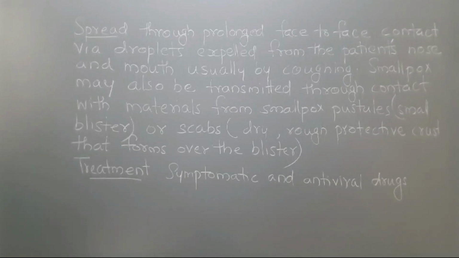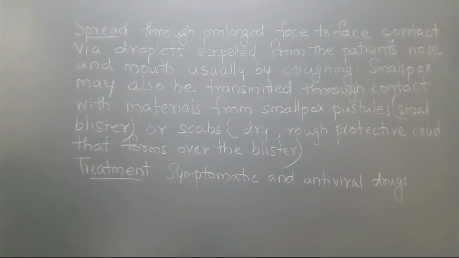How is smallpox spread? It is spread through prolonged face-to-face contact via droplets expelled from the patient's nose and mouth, usually by coughing and sneezing. Smallpox may also be transmitted through contact with materials from smallpox. What materials? That is pustules. What is pustules? Pustules are small blisters on the body, filled with fluid.